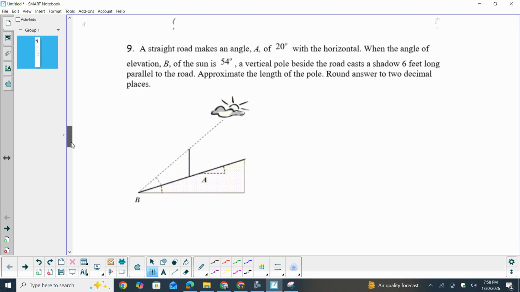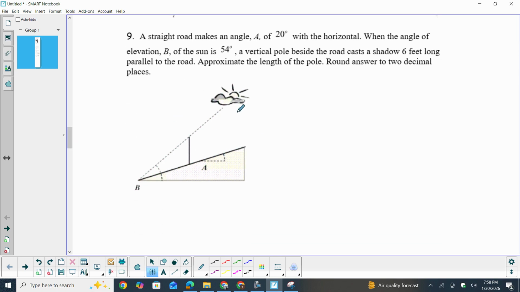Number 9. This one, sorry, set up, but we need to be able to fill in the right angles. Straight road makes an angle of 20 degrees with the horizontal. So this is letter A, and we're calling that 20. Well, let's find an angle that's more meaningful. I don't really care about that angle. But this angle down here is also 20 degrees because these are parallel.